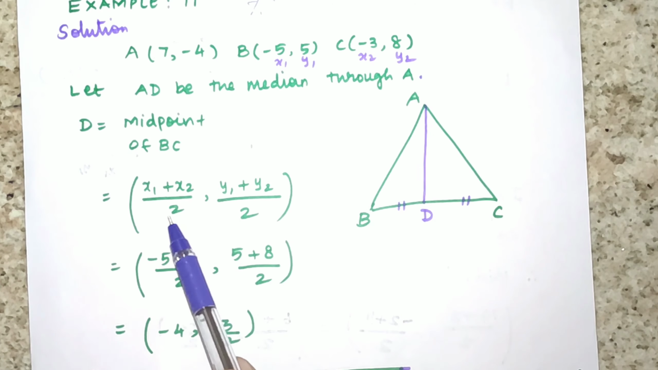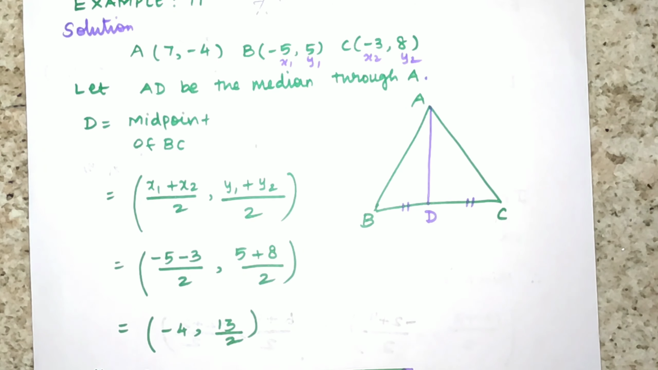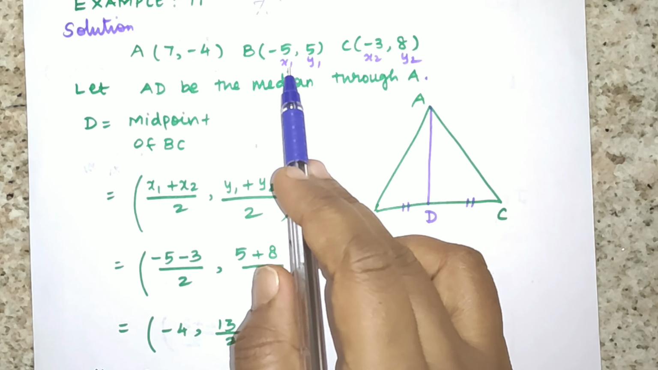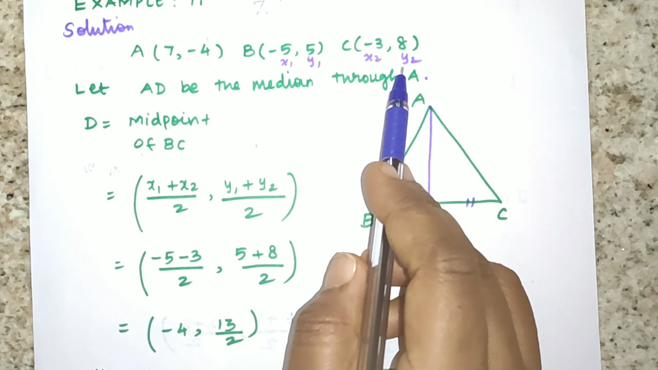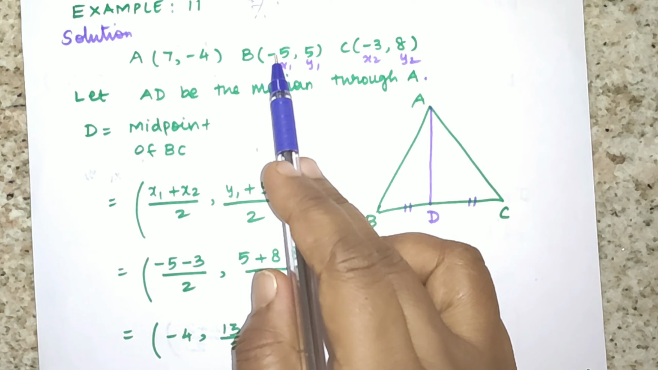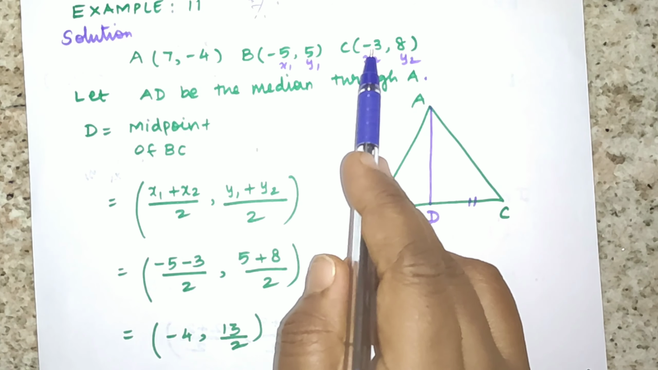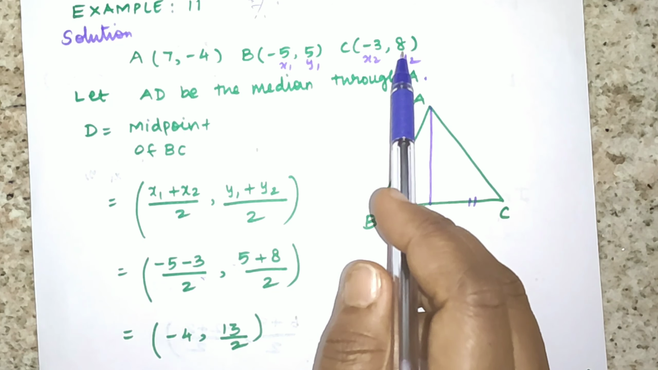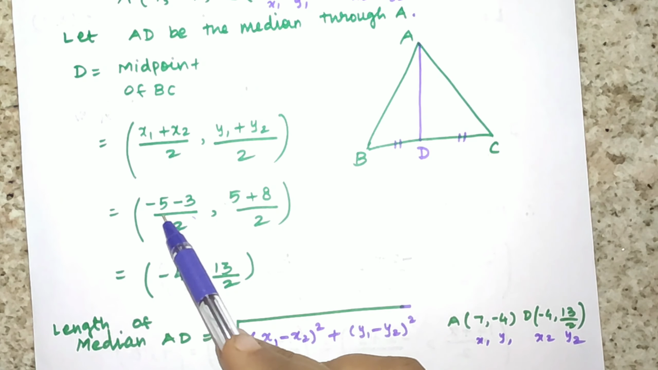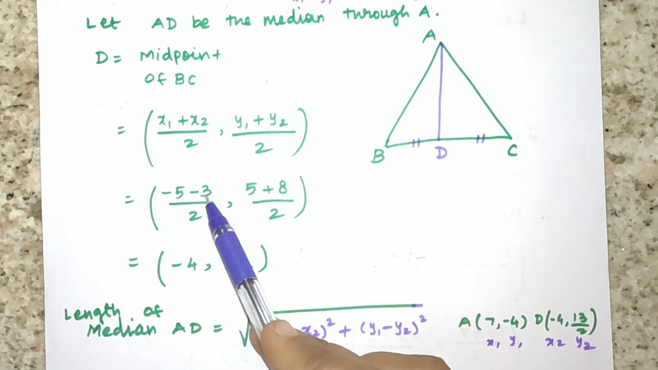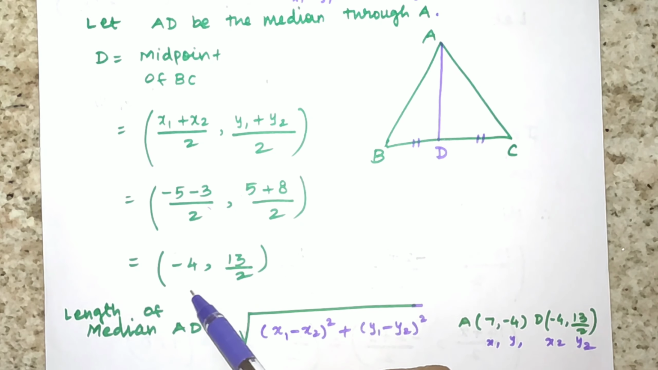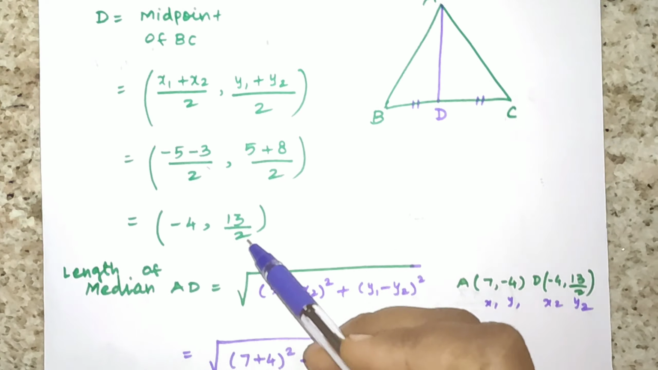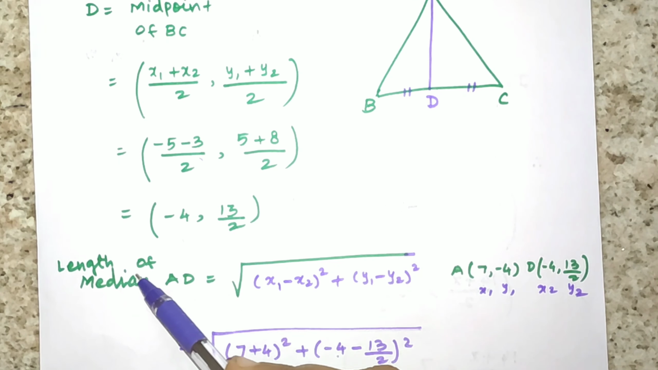So (x1 plus x2) by 2, (y1 plus y2) by 2. So B you indicate as x1, y1, and here x2, y2. So -5, here plus of minus means minus 3, by 2, here 5 plus 8 by 2. -5 minus 3 means -8, -8 by 2 means -4, then 5 plus 8 means 13, 13 by 2. So here we have to find the length of the median.